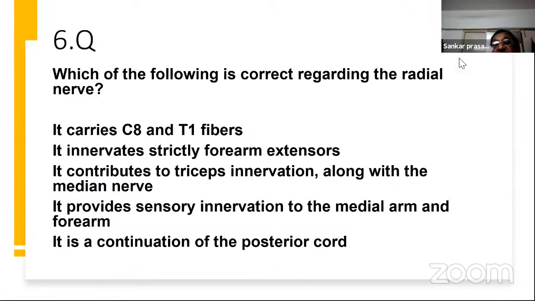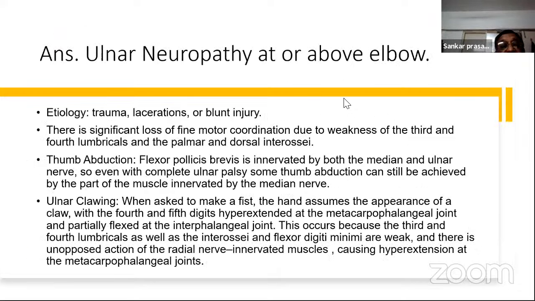And I think already people have said, yes. So thumb abduction is by abductor pollicis brevis. Why will it be affected in ulnar neuropathy? No, thumb abduction. Abduction is weak, no? Oh, thumb abduction. Flexor pollicis brevis is also innervated by both median and ulnar nerves. It has got some abduction action also.